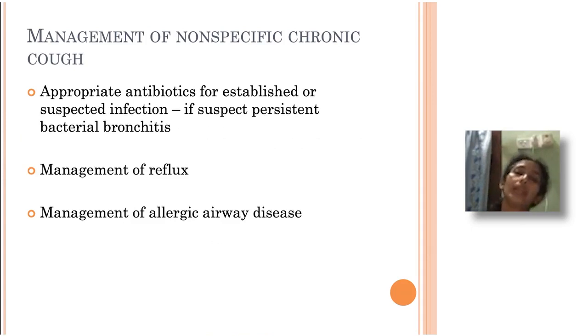An appropriate antibiotic may be needed if there is an established or suspected infection, mainly if we are thinking about persistent bacterial bronchitis, which may need a prolonged course of antibiotics. So if an infant is presenting with a wet cough, suggesting protracted bacterial bronchitis, we can try a prolonged course of antibiotic. If there is suggestion of reflux, we can manage the reflux. And if there is allergic airway disease, we can think about and manage that cause.